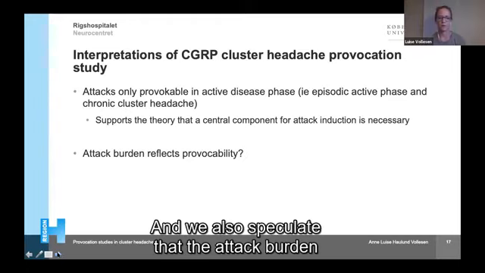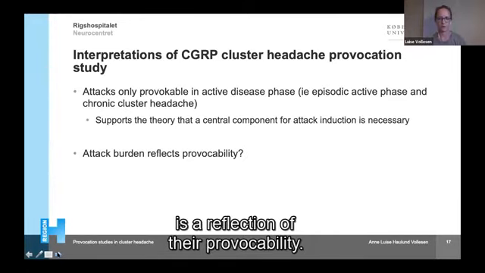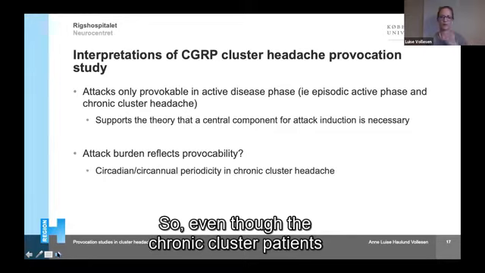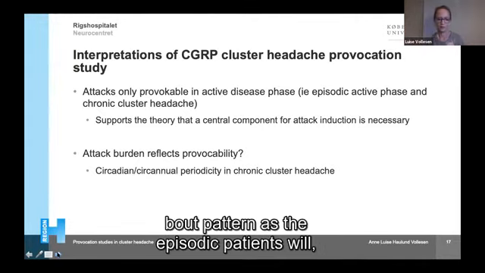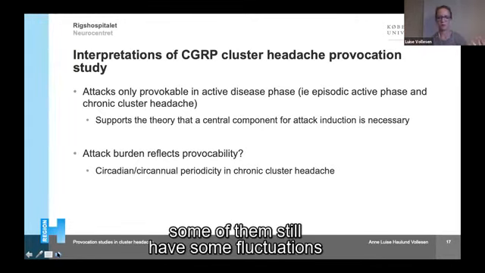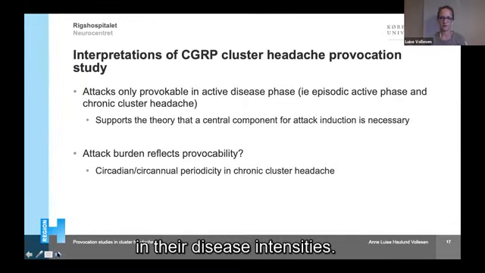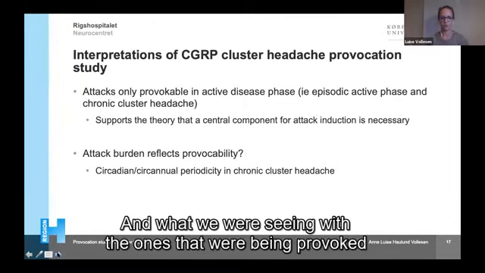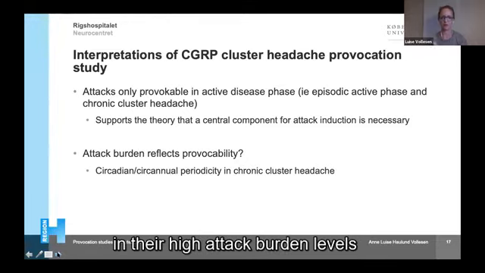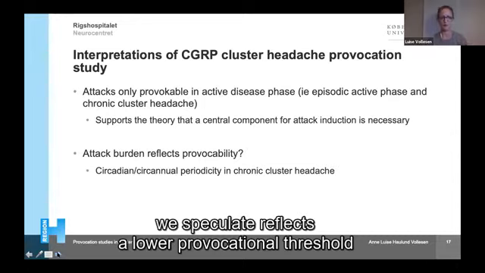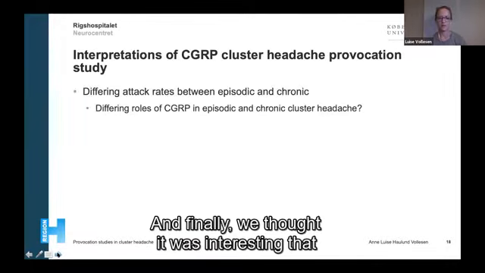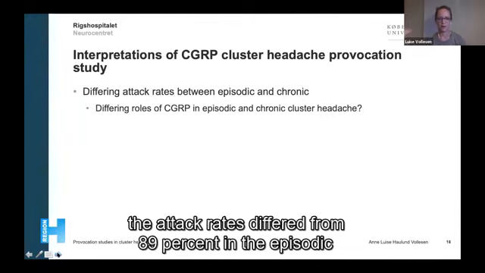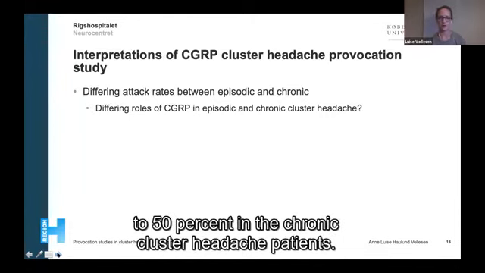And we also speculate that the attack burden is a reflection of their provocability. So even though the chronic cluster patients don't have this very black and white in and out of bout pattern as the episodic patients, some of them still have some fluctuations in their disease intensity. What we were seeing with the ones that were being provoked, and their high attack burden levels, we speculate reflects a lowered provocational threshold in these patients. And finally, we thought it was interesting that the attack rates differed from 89% in the episodic to 50% in the chronic cluster headache patients.